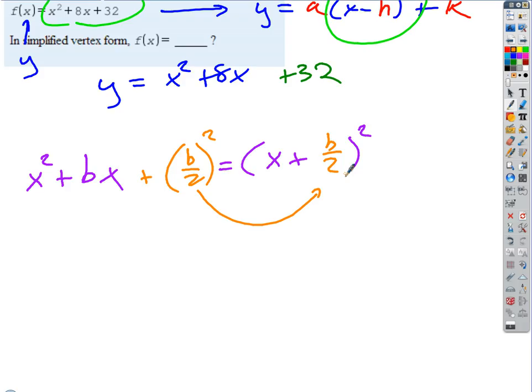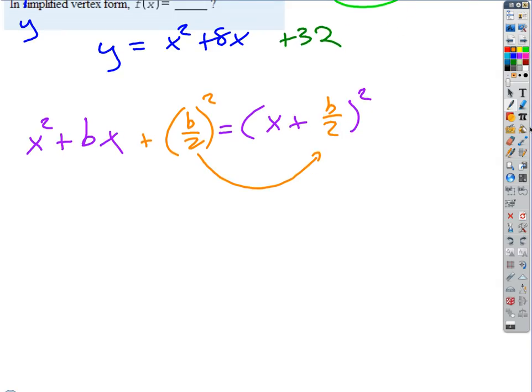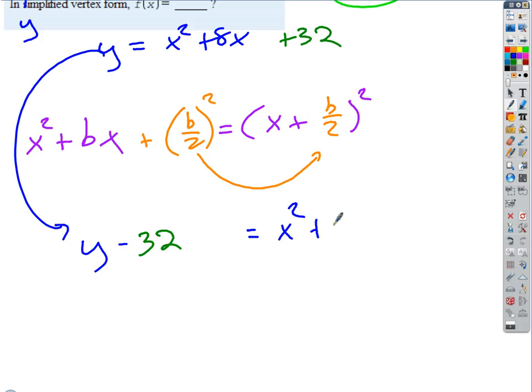Right? So for our problem up here, our b is an 8, isn't it? So, but before we get there, let's just get rid of this. Let's chase that 32 away from that side so it's not bogging things up. We'll just store it on the left side. So we'll go y minus 32 equals x squared plus 8x.